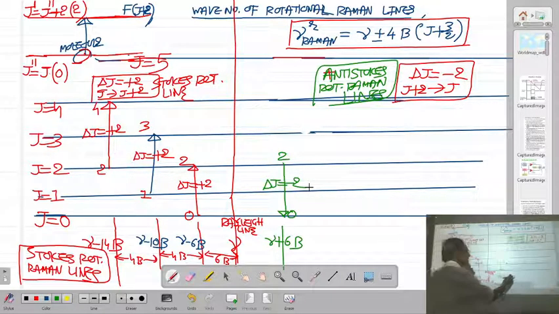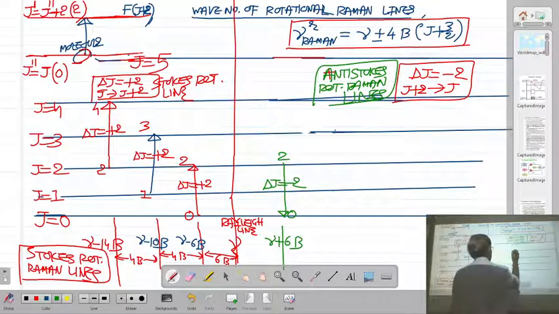Similarly, the second rotational line is obtained from the transition 3 to 1.